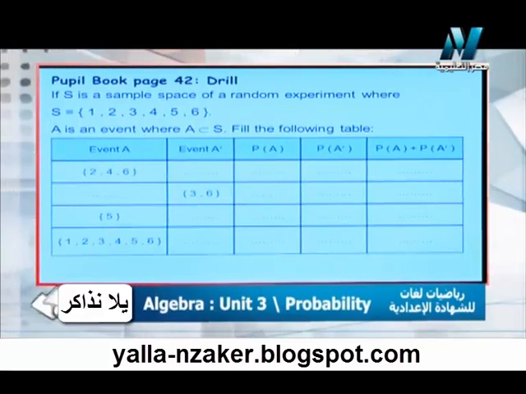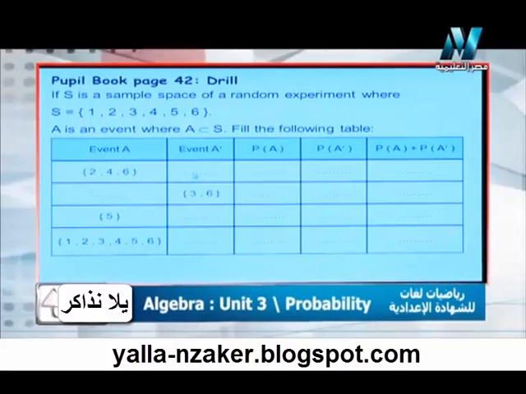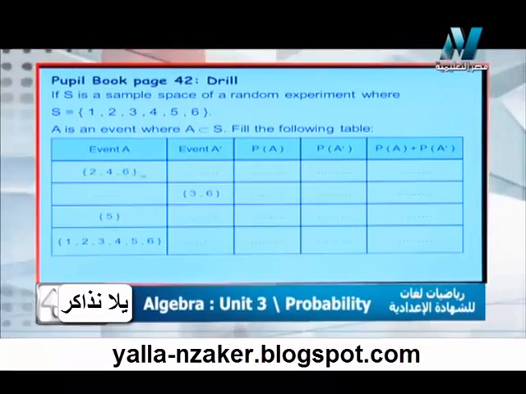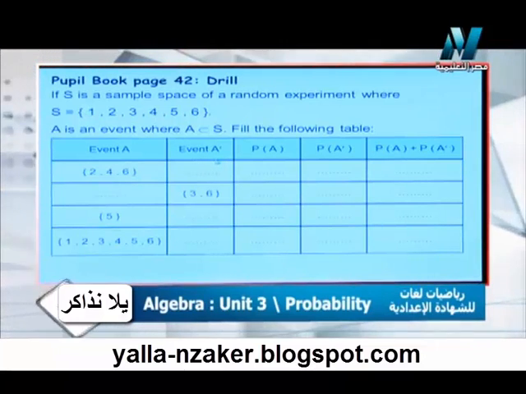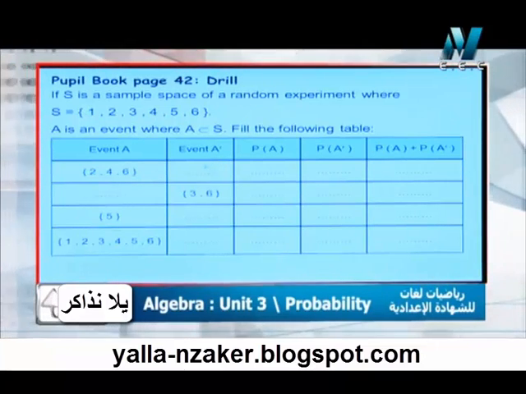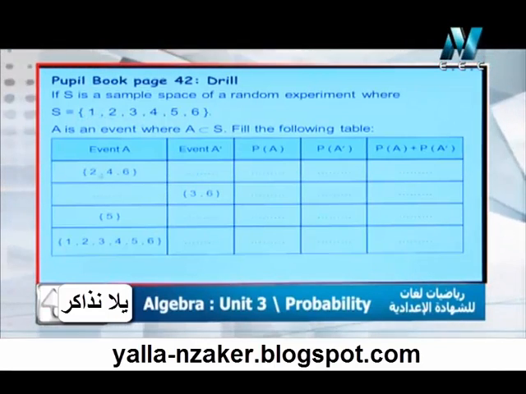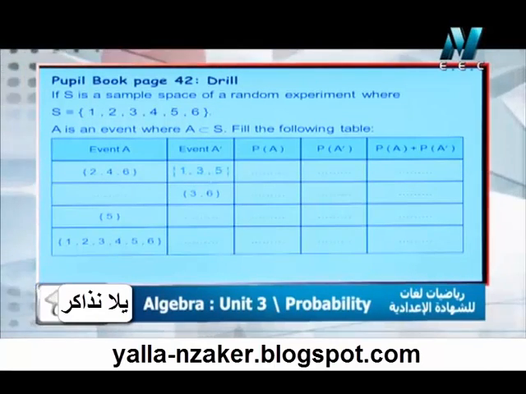انا مزود فيه خانه واحده بس. لو هو مش موجود عندكم يا ريت تزودوه. هو كاتب هنا ايه؟ event A وكاتب فيه 2 4 and 6. طيب event A complement ده هيبقى ايه بقى؟ event A complement ده هيبقى all the elements that don't belong to A اللي هم هيبقوا مين؟ 1 3 and 5.